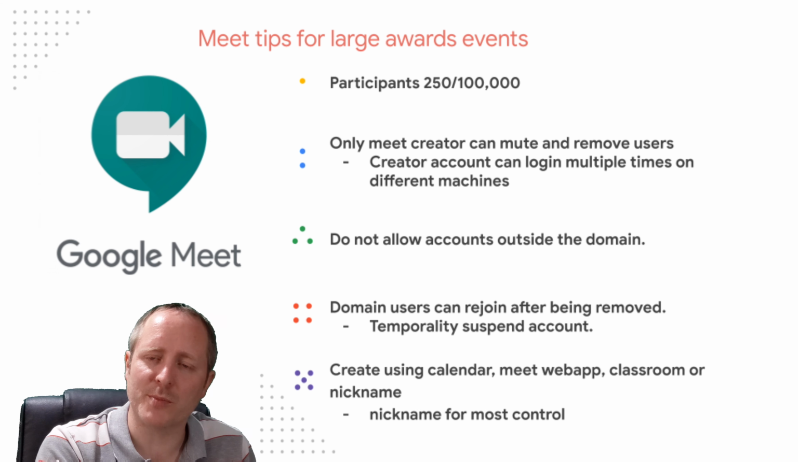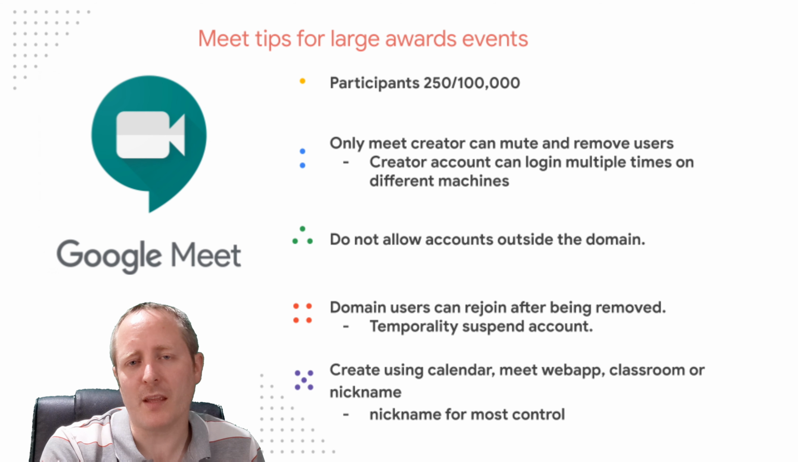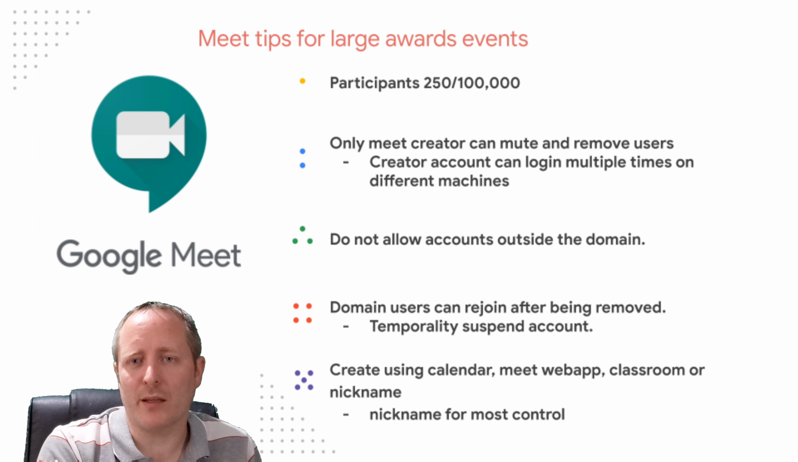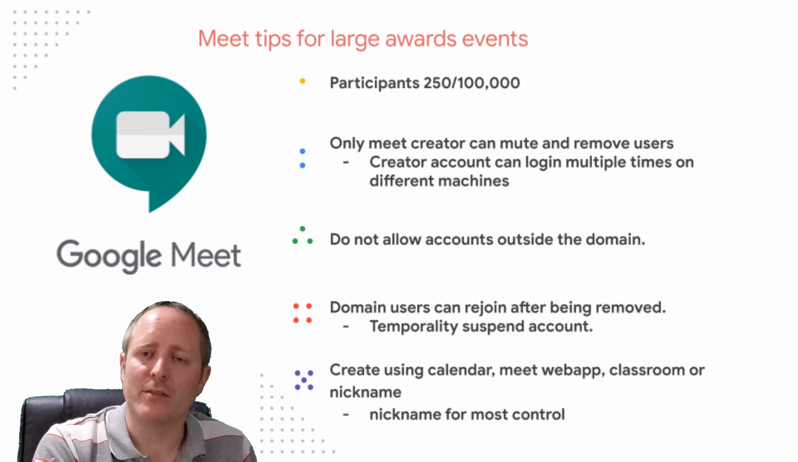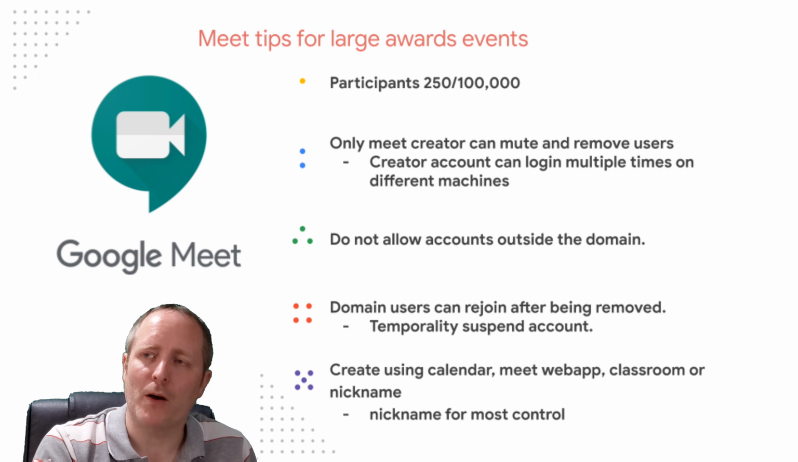Now if you're having a large meeting like a graduation, this can be a bit of an issue if you want a team of moderators just keeping an eye on muted mics and video. So how do you get around this? You get around it by logging in the meeting creator multiple times on multiple different laptops, which you can do. So if you create a generic account like meet@yourdomain.com and use that to create the meeting, you can log that into 4 or 5 different laptops, and each of those laptops will have the ability then to block or mute users.